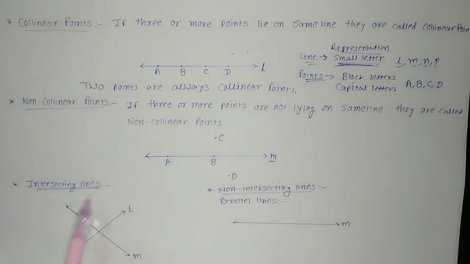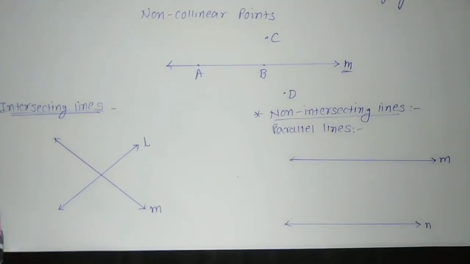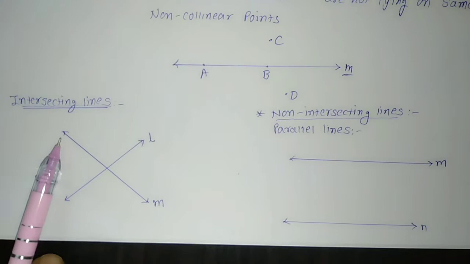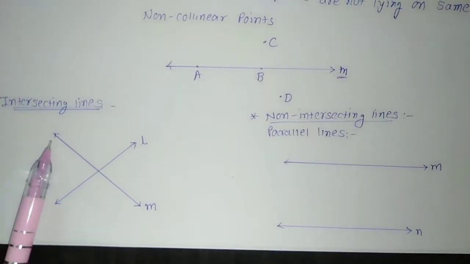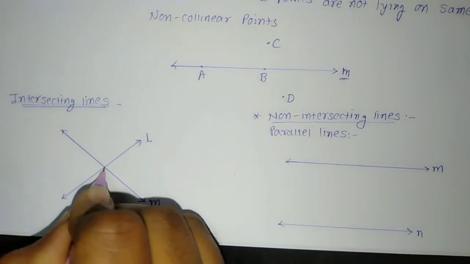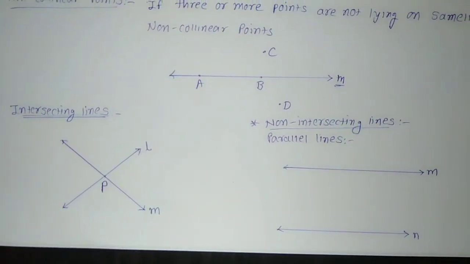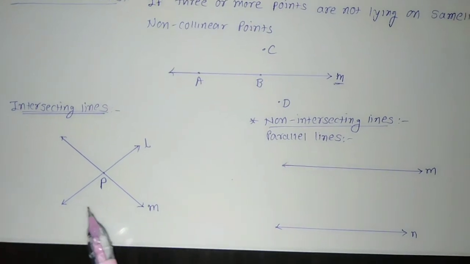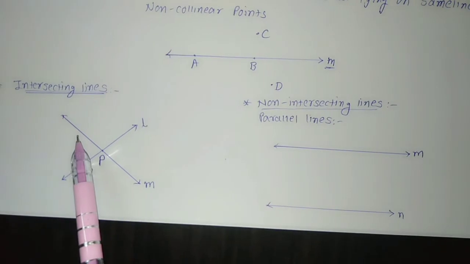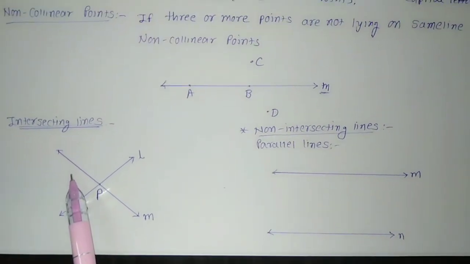Intersecting lines. What is the meaning of intersecting lines? If we have taken two lines and both those two lines are intersecting each other, as you can see here, one line L is given and another line M is given. Both are intersecting each other at this specific point. Let me say the name of the point, capital P. So these two lines, when they intersect each other, are called intersecting lines. I hope you understand.